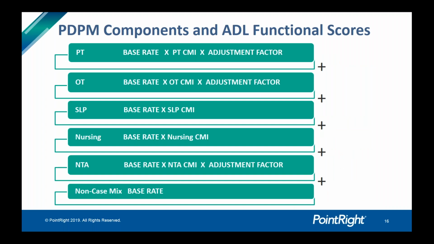So let's take a look at our little grid of the different PDPM components to see where the ADL functional scores fit in. There is an ADL score for the PT and OT components. Those have the same score. And then we have the nursing component, which also factors in that slightly smaller ADL score as well. Now, ADLs do not impact the speech component or non-therapy ancillary, and of course the base rate is not impacted.